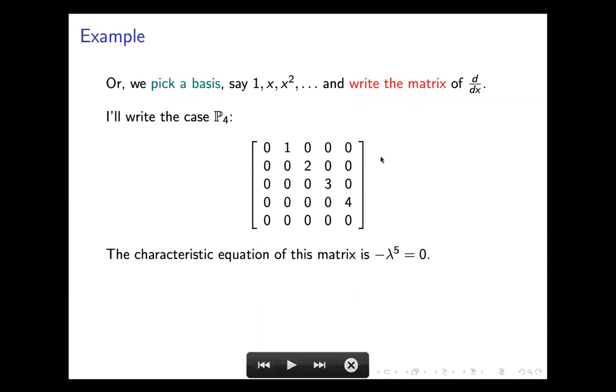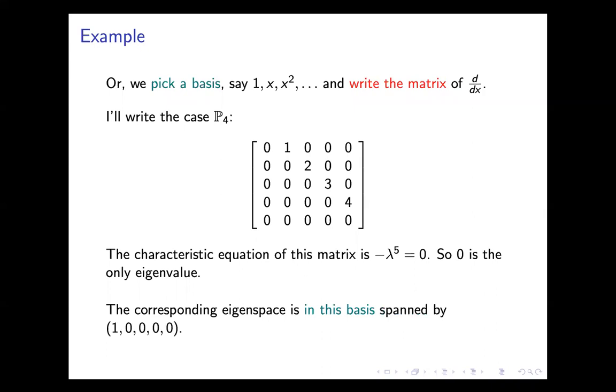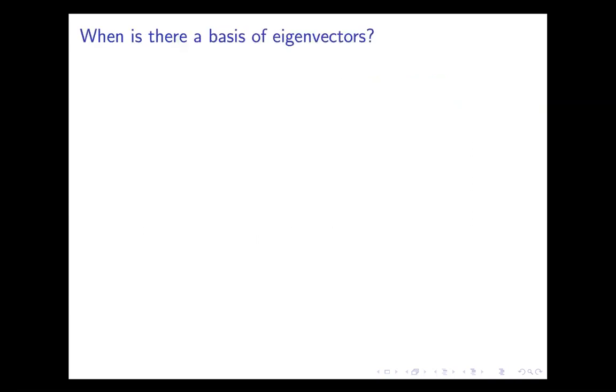If you write the characteristic polynomial, it will be this matrix minus lambda times the identity, and you get the equation negative lambda to the 5th is equal to 0. So 0 is the only eigenvalue. The corresponding eigenspace is spanned by 1, 0, 0, 0, 0. It's the only thing, which are the constant polynomials, so proportional to vector 1 in this basis.